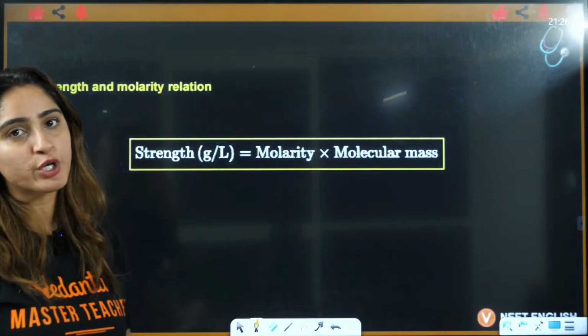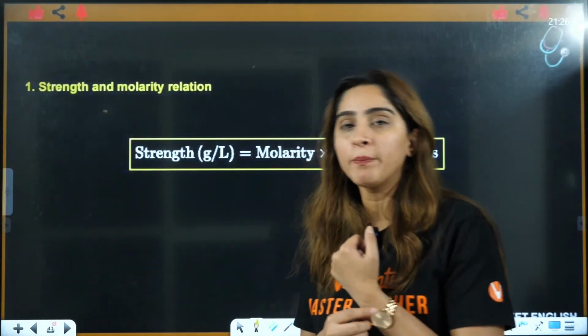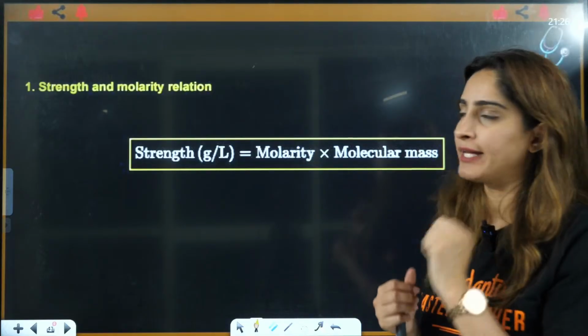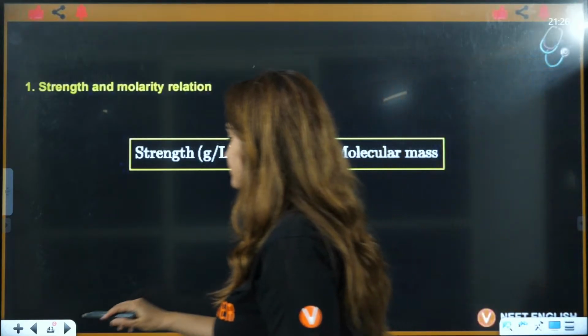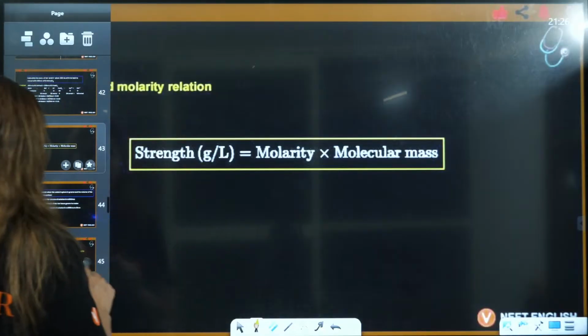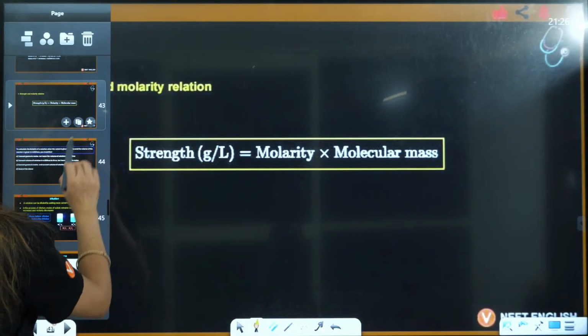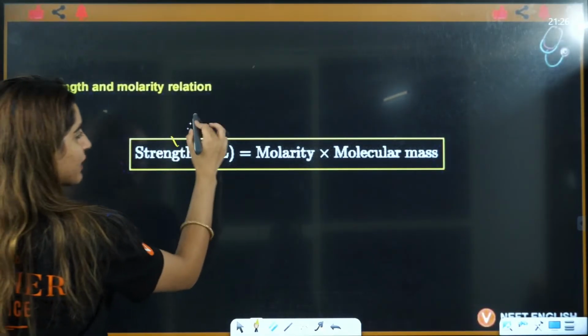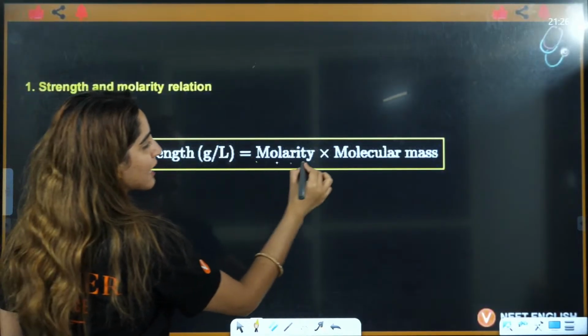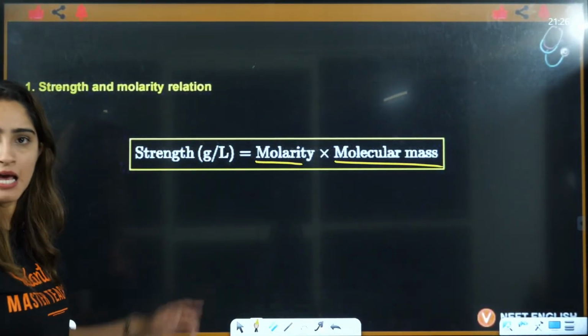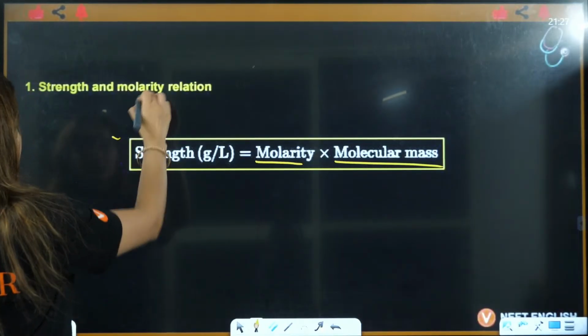So that's how you're going to calculate for ions without applying the formula, right? Now, let's see what is molality, right? And this is the formula of strength. Strength equals molarity multiplied by the molar mass, that I have already discussed with you, right?